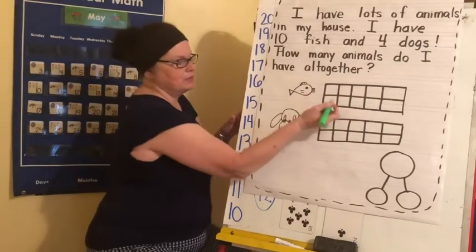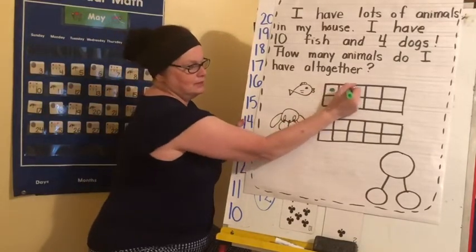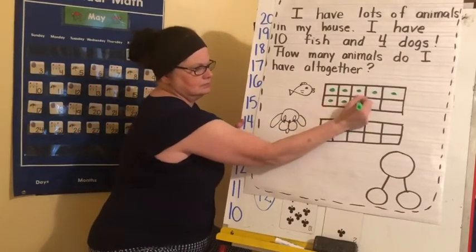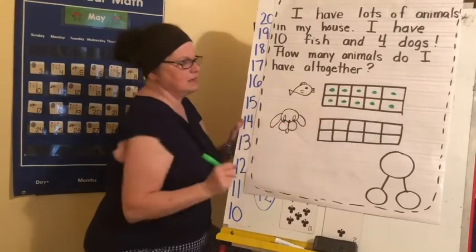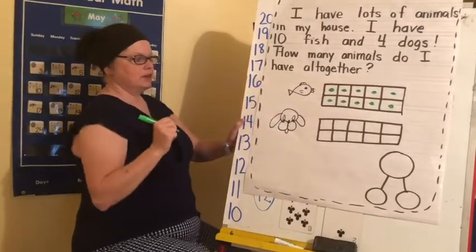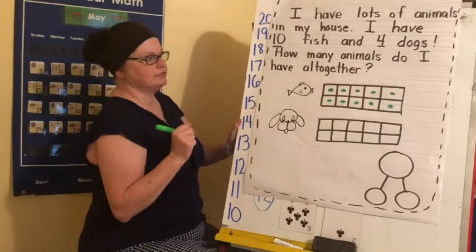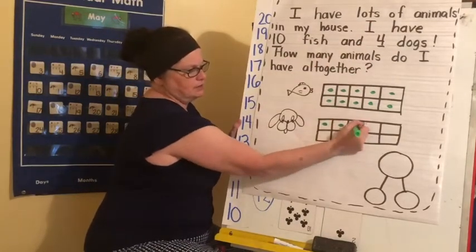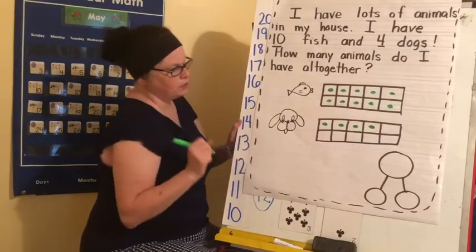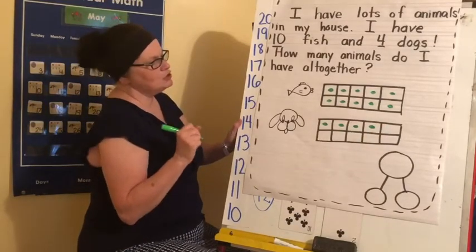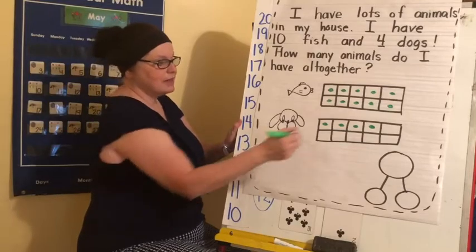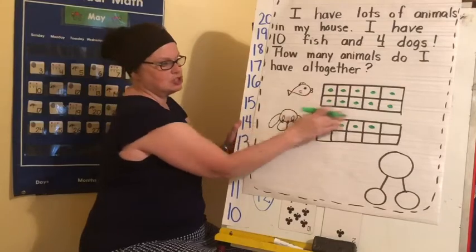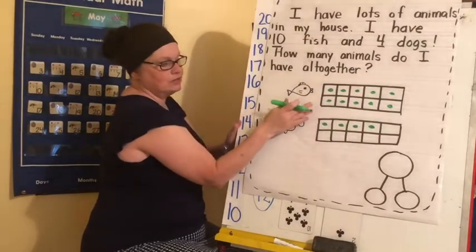So I'm going to go ahead and fill my 10 frame. A full 10 frame is 10. So I have 10 fish. How many dogs do I have? 4. So I'm going to fill in 4 into my bottom 10 frame. How many do I have all together? That means I'd have to count the fish and the dogs. So I know I have 10 because I'm just looking and I see my 10 frame is full. So I don't even have to go back and count.